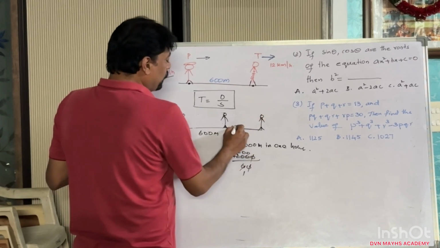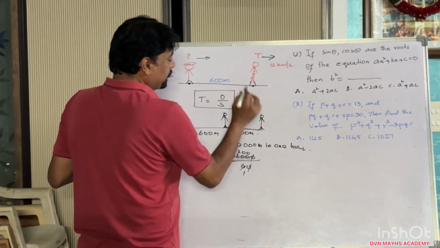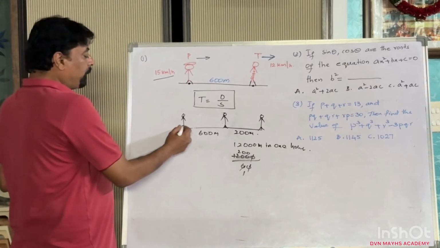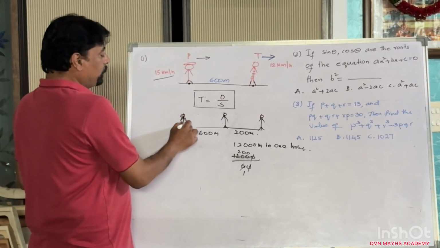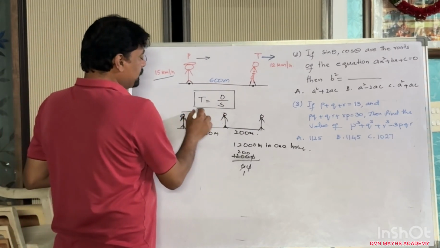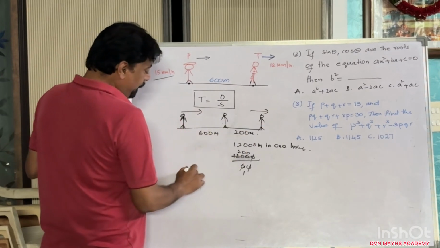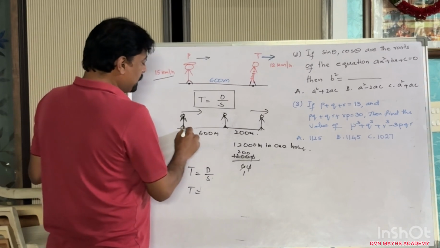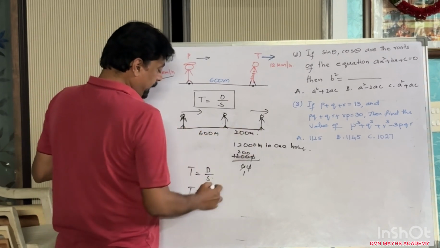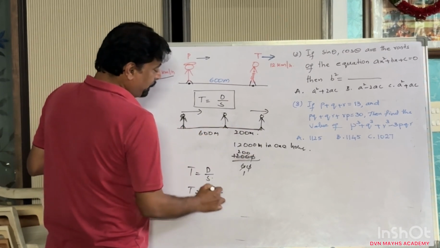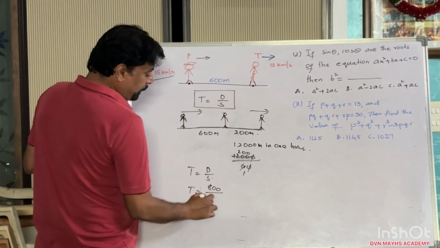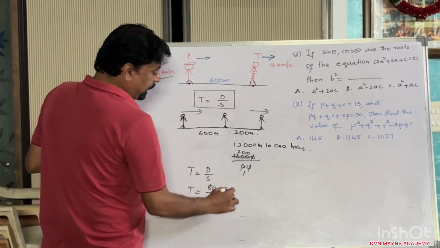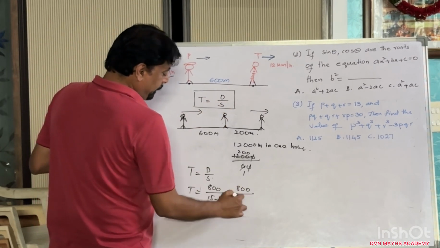So he will go another 200 meters. Now, after 1 minute, this police will begin to cut this thief. Now, time is equal to distance by speed. So time is equal to distance, which is now 600 plus 200, therefore 800, by speed. Speed is already we know: 15 minus 12, that is equal to 800 by 3.